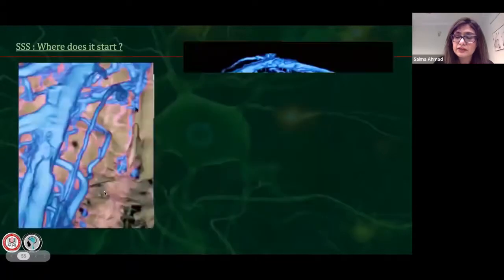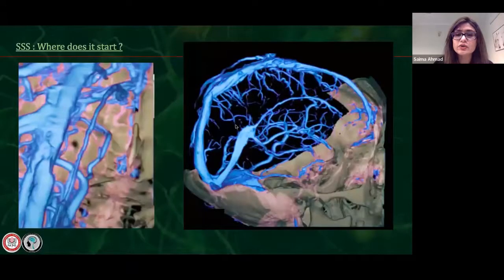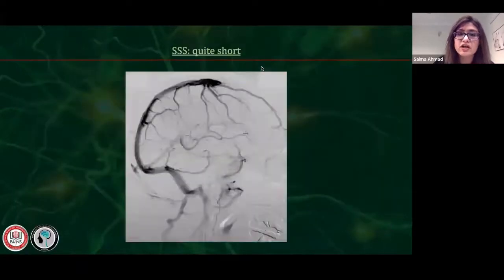And this is the 3D reconstruction of the venous angiogram, and you can see the rostral extent of the superior sagittal sinus. This is the crista galli. It receives some veins from the cribriform plate, and then it goes all the way down to the torcula. And these are the superficial venous tributaries going into the superior sagittal sinus. So this is the whole extent of the superior sagittal sinus.